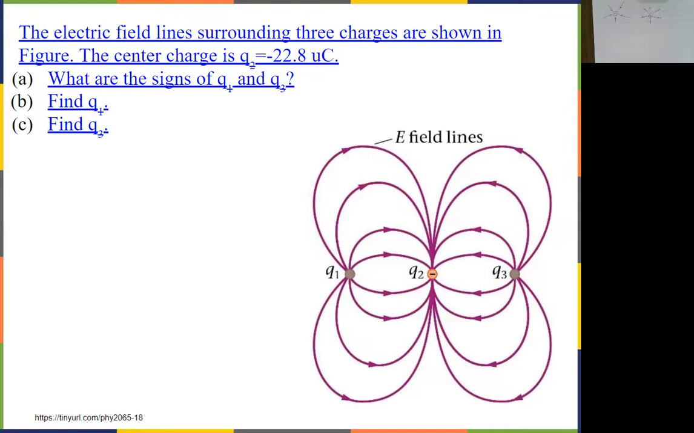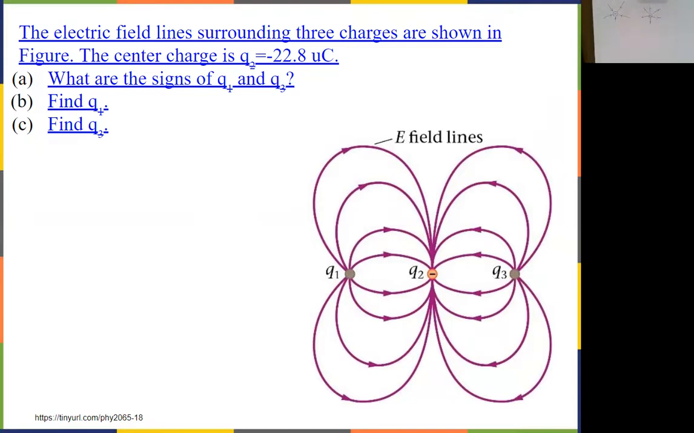I think we can take a look together here. Field lines start from Q1, so that indicates Q1 is a positive charge. Also on Q3, lines start from Q3. They are lines starting from a positive charge and ending at a negative charge, so Q3 is also positive. So Q1 and Q3 are both positive.